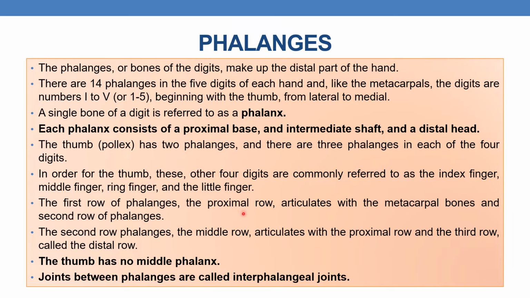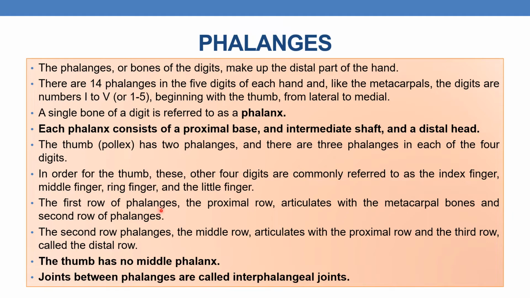The first row of phalanges, the proximal row, articulates with the metacarpal bones and the second row of phalanges. The second row of phalanges, the middle row, articulates with the proximal row and the third row called the distal row. The thumb has no middle phalanx and the joints of phalanges are called interphalangeal joints. You will understand this better when you see the figure.